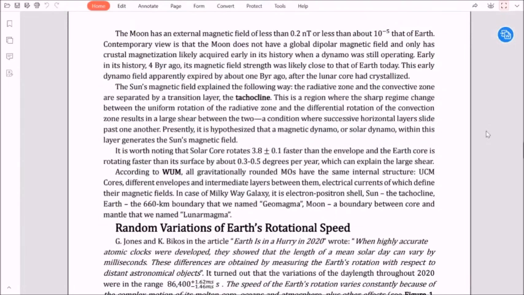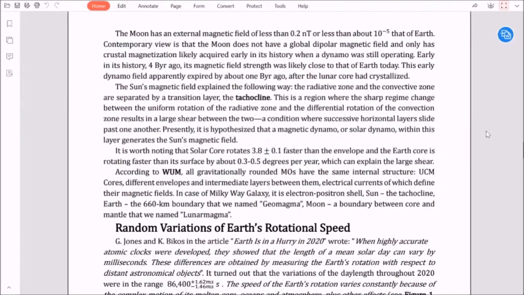Early in its history, 4 billion years ago, its magnetic field strength was likely close to that of Earth today. This early dynamo field apparently expired by about 1 billion years ago, after the lunar core had crystallized.